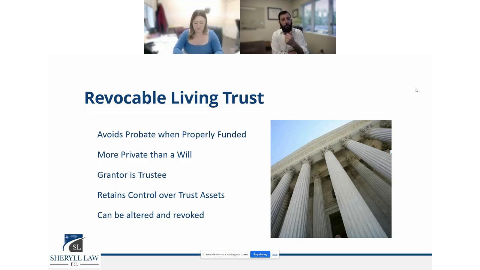It also will keep things private. By avoiding probate, we maintain control over the trust assets and don't run into those issues that I was telling you about before, with the court being closed and people having to wait for months to be able to get access to assets.